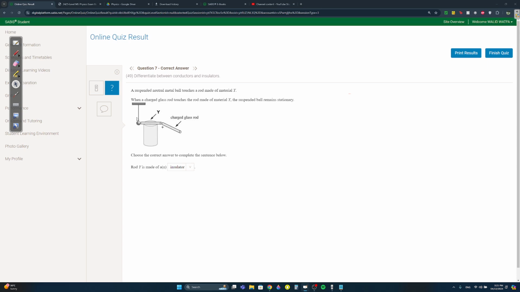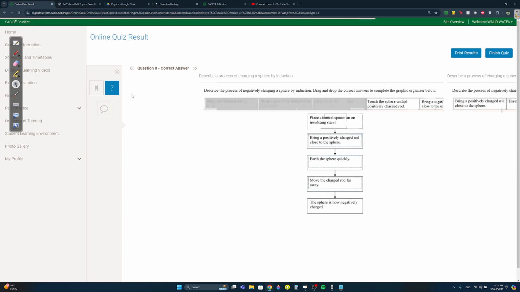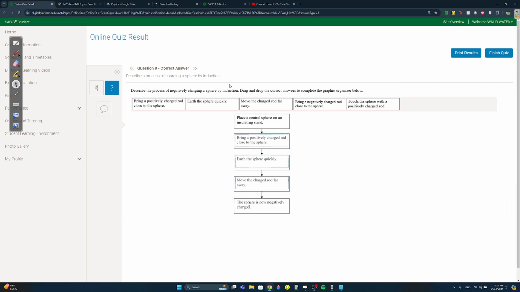Here it's an insulator because the ball isn't repelling. Question 8. Okay, this is the chart. Hello, I'm gonna explain this. Okay, they want to negatively charge a sphere by induction.